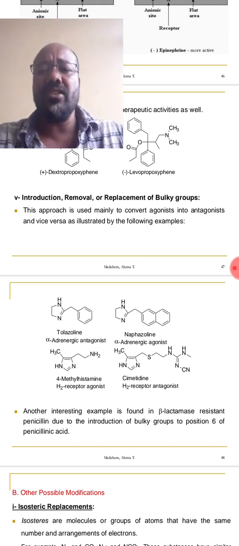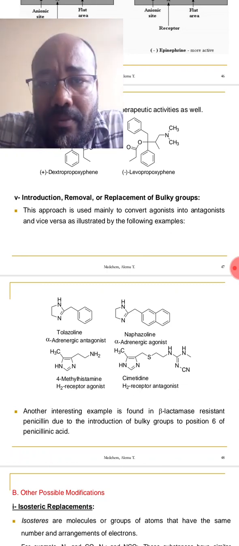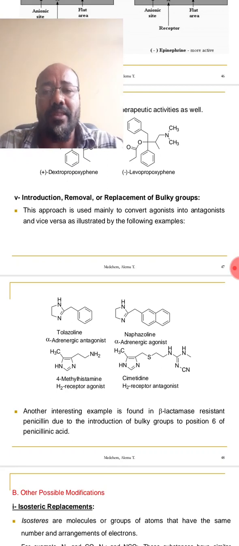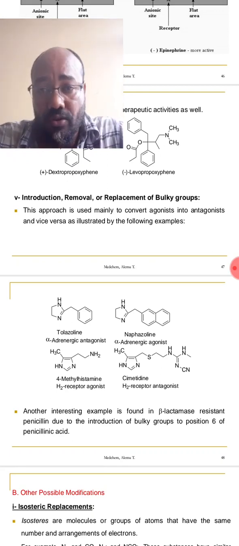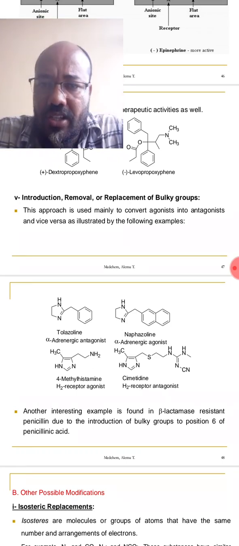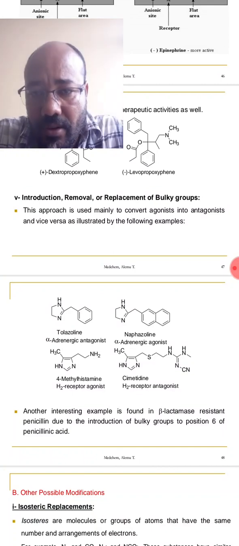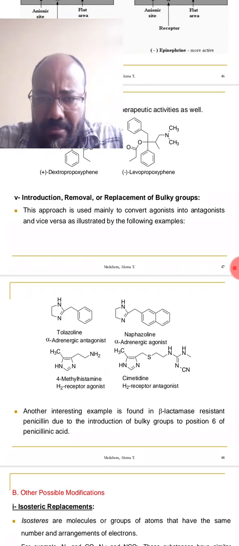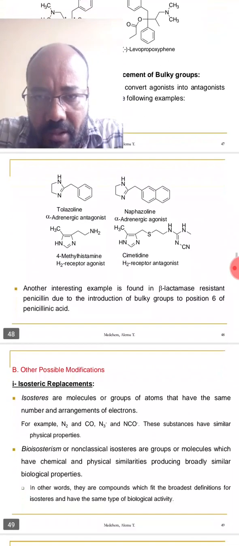Or introducing a bulky group also. When you introduce a bulky group on a simple compound, in a simple drug, the activity may be changed. You can also get a new compound with new pharmacological activity. This approach is used mainly to convert agonists into antagonists or antagonists into agonists. For example, I have two examples here.